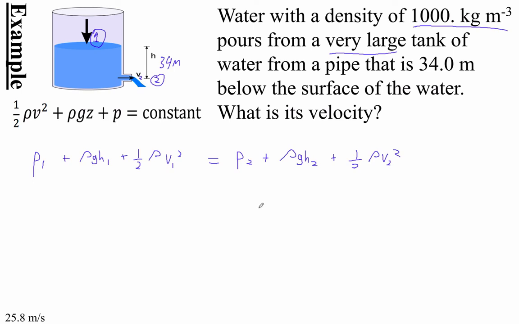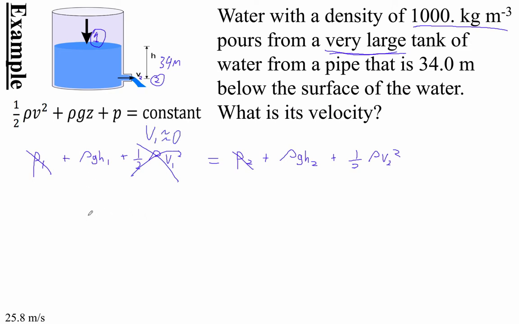Now, I'm going to say that the atmospheric pressure here and the atmospheric pressure here outside the tank is the same. You could just put it in there and then subtract it from both sides, or just cross it off now. I'm going to say that since it's a very large tank and this is a very small hole, this water is not moving at all. So I'm going to say that v1 is 0.